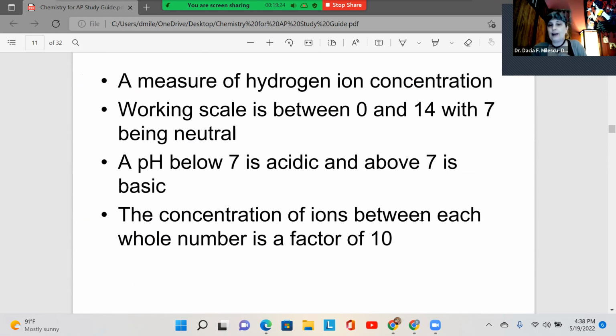Now, the concentration of ions between 1 and 7 versus 7 and 10 is a whole different story. All right. So the higher up you go from 7 to 10, you're going to release more hydroxyl and less hydrogen, whereas 7 and below, you're going to release more hydrogen. Okay.